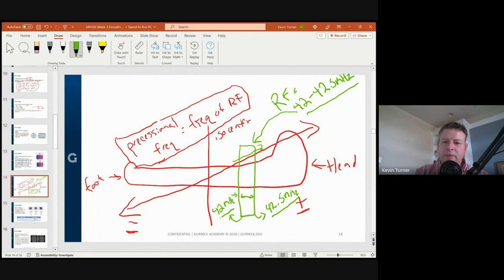So only these protons experience resonance, which means only these protons get pushed down into the transverse plane. All of the protons outside of this area do not get excited, and they stay in the same direction as B sub zero. They all stay in the longitudinal plane.